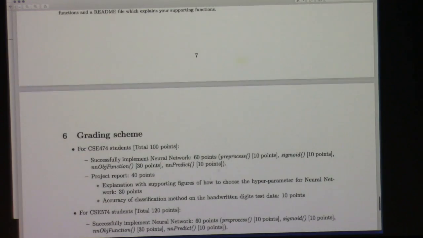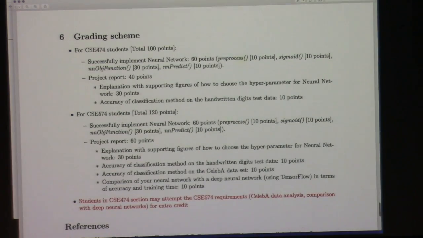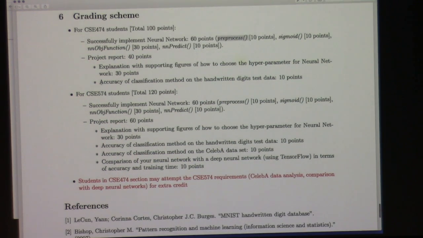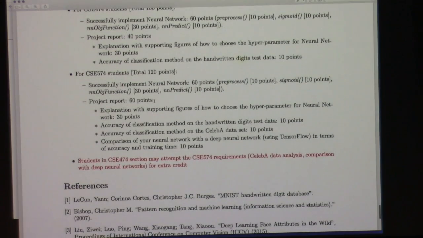So you will see all the grading scheme pretty clearly laid out here. There are different functions that you need to populate, and if your function is working the way we expect, you get the points, and so on. At the end, your entire method should also be accurate, and there are some points for that. And then, of course, for the graduate part, there are some extra points for analyzing that case.